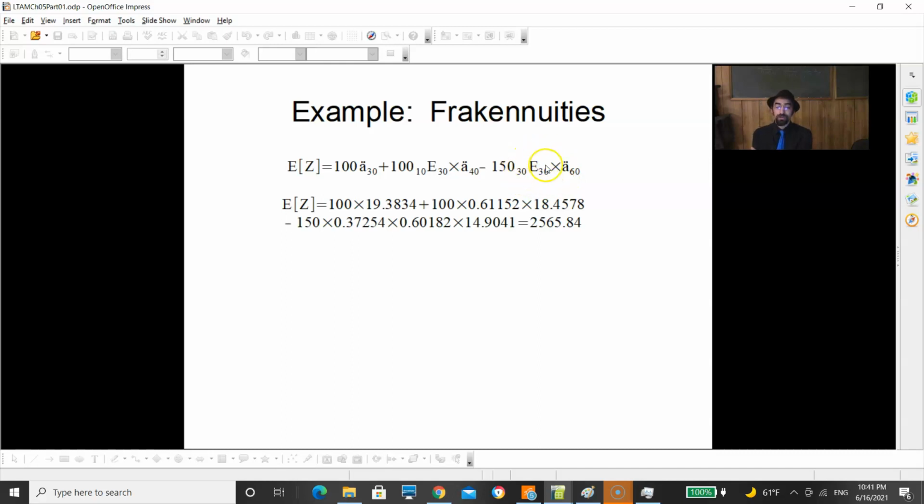Notice that to get 30E30, you could either do L60 over L30 times 1.05 to the negative 30, or you could do 20E30 times 10E50, or 10E30 times 20E40. Just break that 30-year delay down into a 10 and a 20-year delay in either order. Just be consistent about it, and remember, after the first delay, how old is the person? Crunch your numbers, looking at stuff from the table, and you get 2565.84.